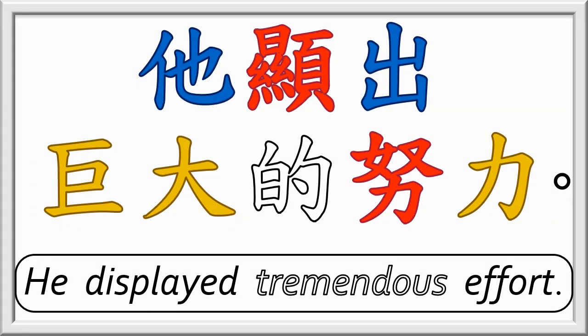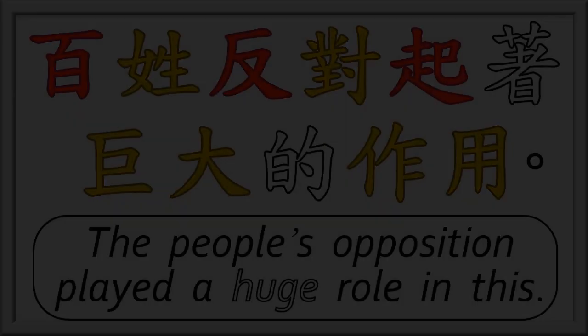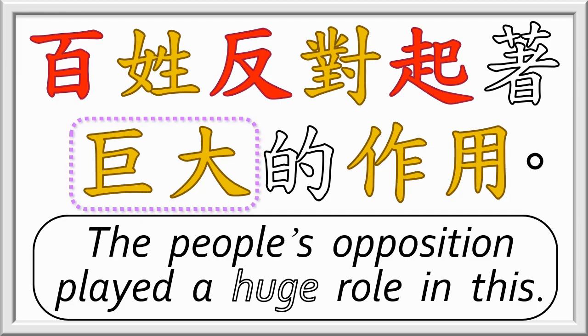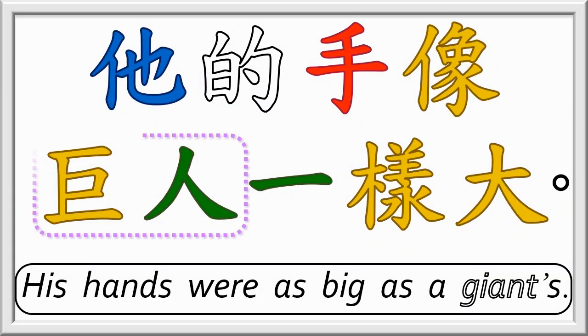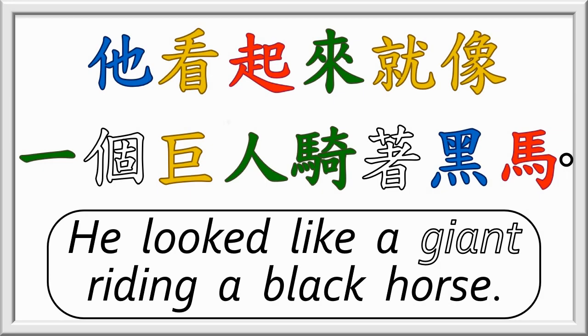他显出巨大的努力 He displayed tremendous effort. 百姓反对起着巨大的作用 The people's opposition played a huge role in this. A giant or colossus is 巨人. 他的手像巨人一样大 His hands were as big as a giant's. 他看起来就像一个巨人骑着黑马 He looked like a giant riding a black horse.